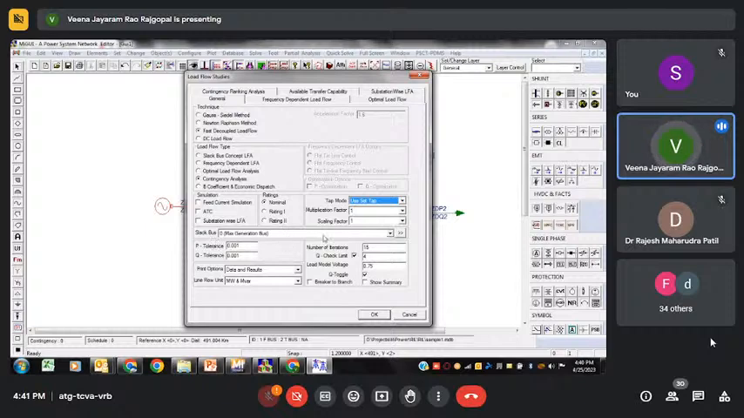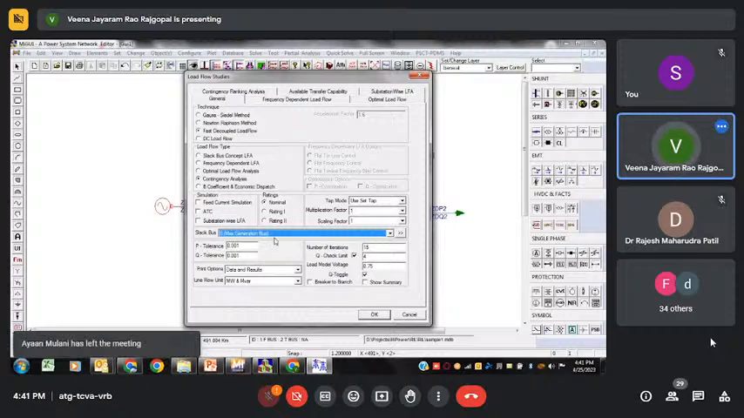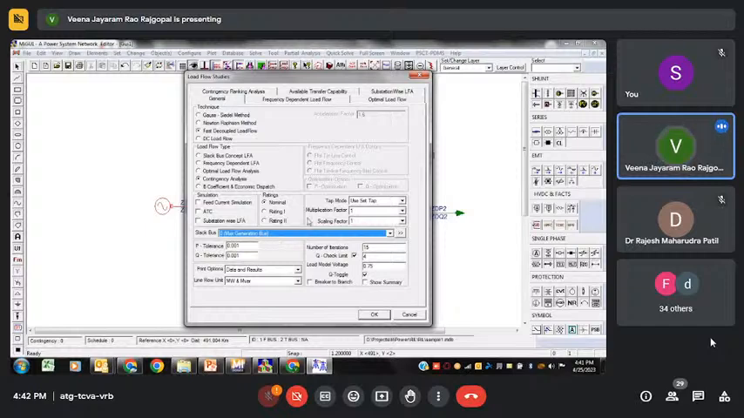Next is slack bus. Here there is only one generator, so it is not showing me any option. Otherwise, it will show you can choose the maximum generation versus the slack bus. So the program automatically chooses whichever has the maximum generation, the scheduled power, or you can specify I want this particular generator to be used as a slack bus. So these are all the various options.